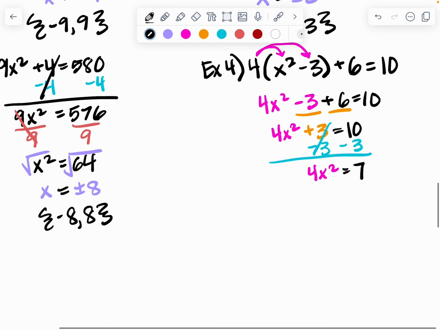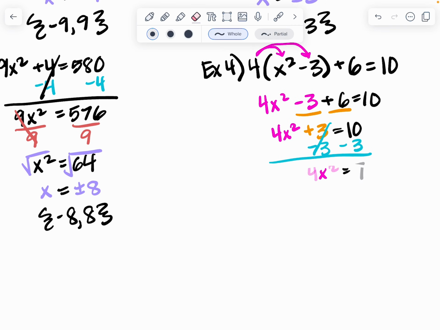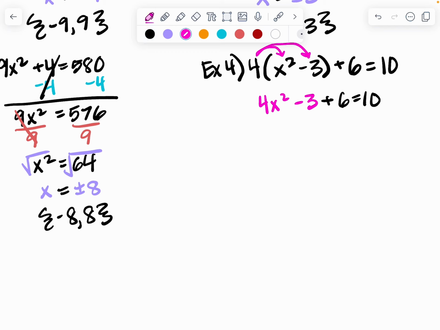Oh my gosh, I really messed this up, didn't I? I apologize. Hopefully you're writing in pencil, because 4 times negative 3 is not negative 3. So this needs to be negative 12. So sorry about that. Okay, now when we combine these, we have 4x squared equals negative 6. Or no, sorry, 4x squared minus 6 equals 10.